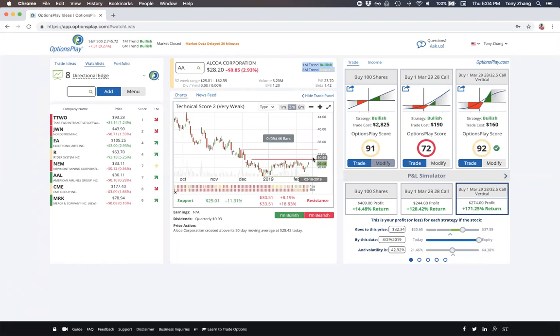So again, you want to look for these bullish opportunities, but if possible, try to get some kind of signal. So break above a resistance level or pull back to a support level. Those are the types of signals that give you those high probability setups.